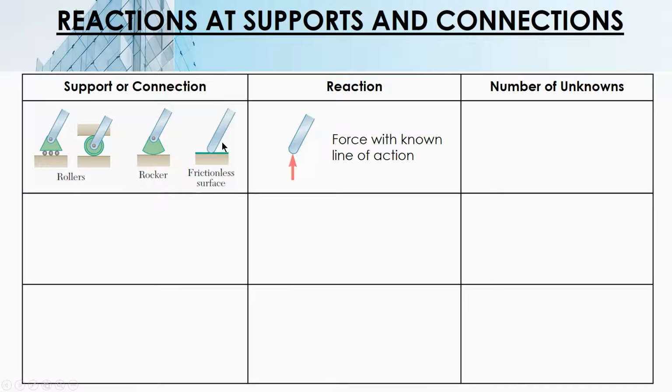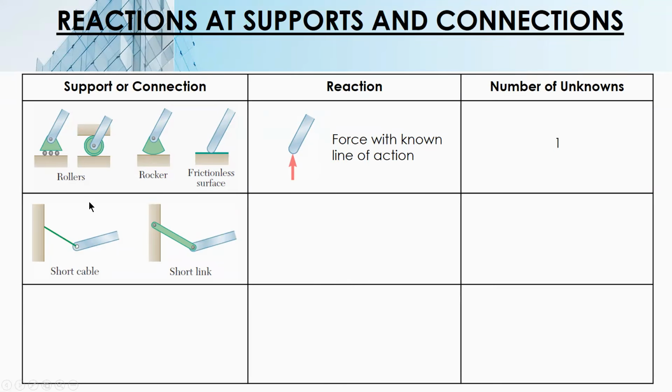Same also with rocker and frictionless surface. If you pull upward, it's free, no reaction. But if you push downward, apply a force downward, it will resist. So there is a vertical reaction. Number of unknowns, 1. Okay.